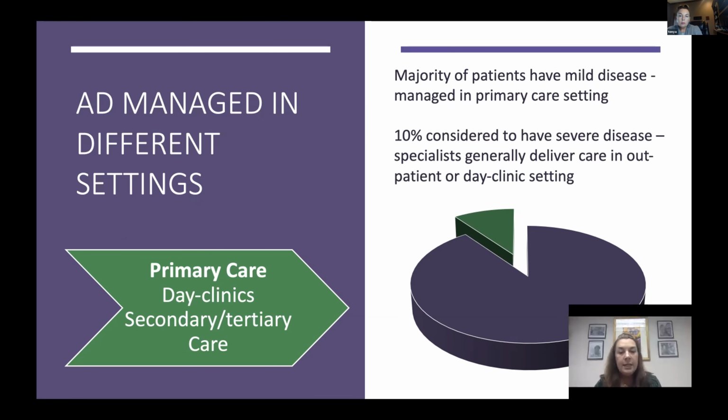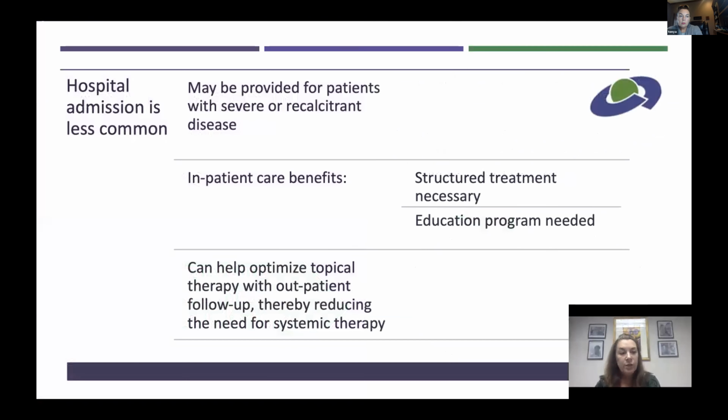And again, 80 to 90% have that milder disease that oftentimes is managed in the primary care setting. Now, hospital admission is quite uncommon in eczema or AD, but it can be provided for those patients that have severe or recalcitrant disease. Some of the benefits of inpatient care is having that more structured treatment plan and providing that extensive education that's oftentimes needed. We can help optimize topical therapy in the outpatient setting and with follow-up. And sometimes that actually reduces the need for overall systemic therapy.